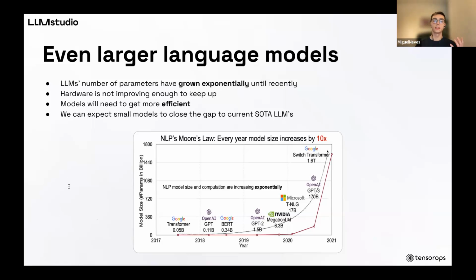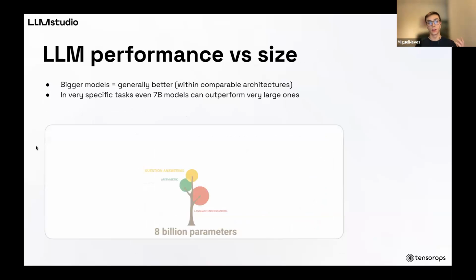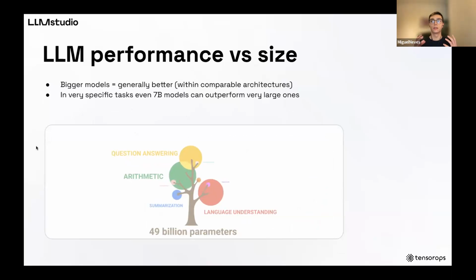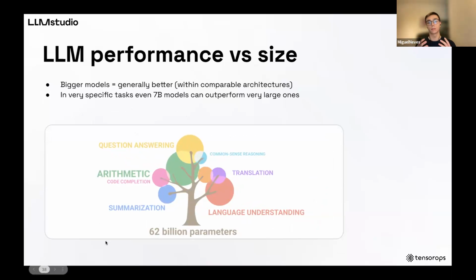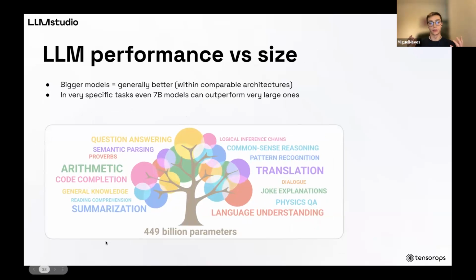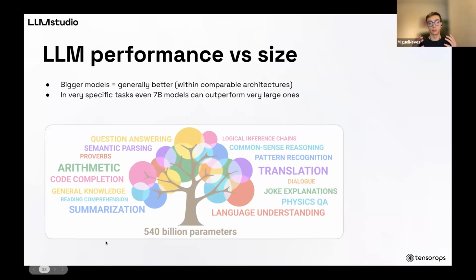But why is there this race for bigger models, right? What's the interest behind this? The thing is, researchers have come to the conclusion that bigger models are generally better. They do more things and do them better.